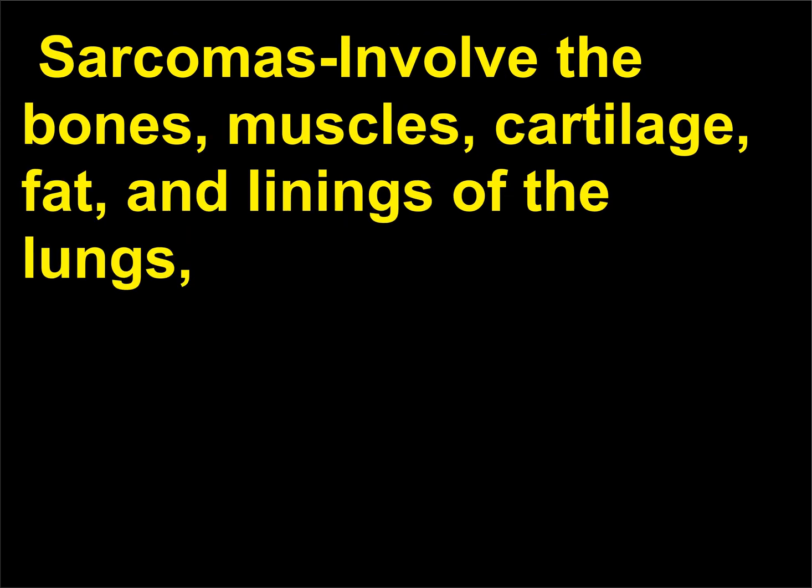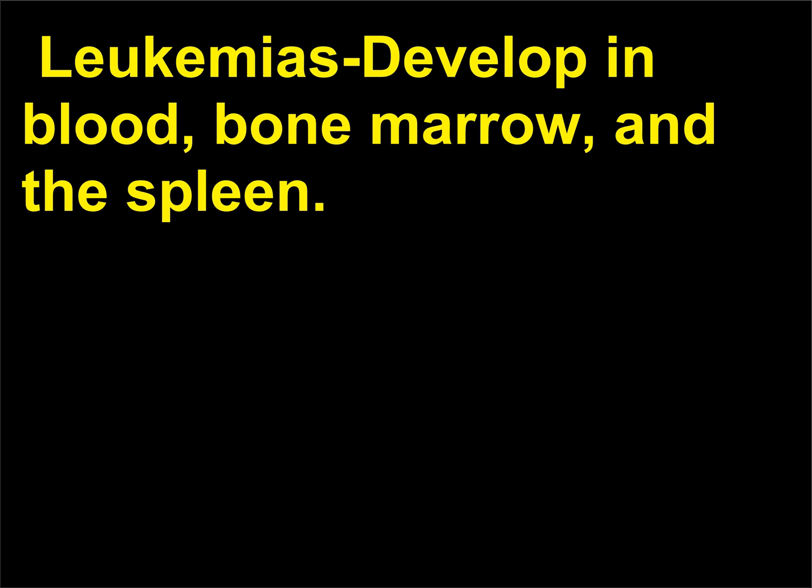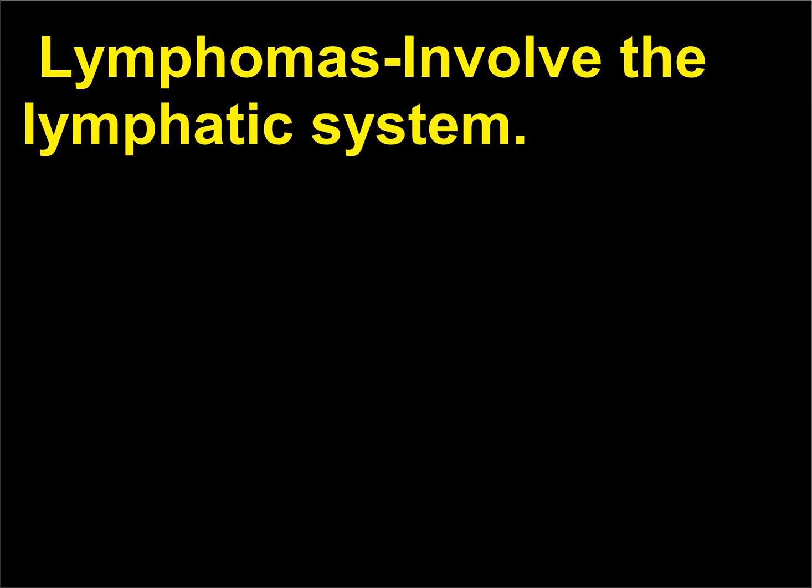Sarcomas involve the bones, muscles, cartilage, fat, and linings of the lungs, abdomen, heart, central nervous system, and blood vessels. Leukemias develop in blood, bone marrow, and the spleen. Lymphomas involve the lymphatic system.